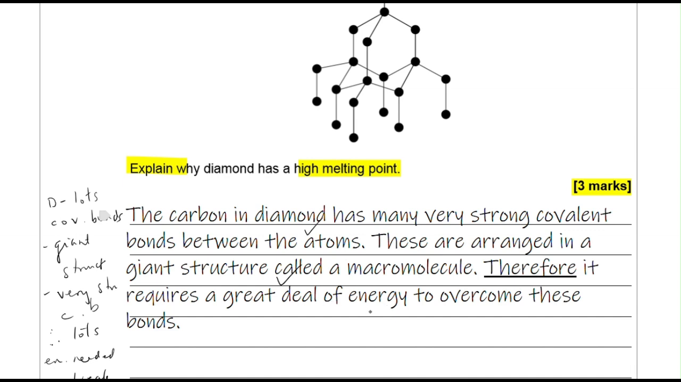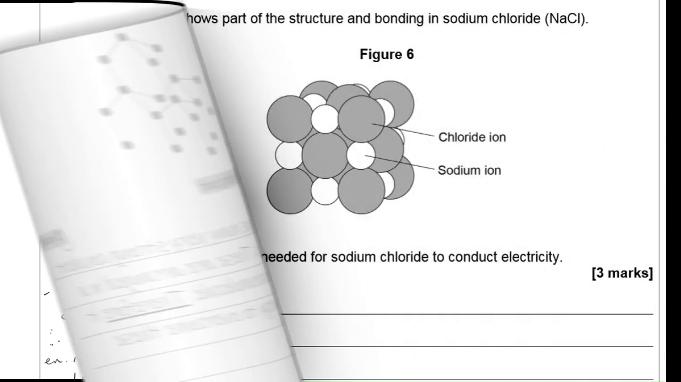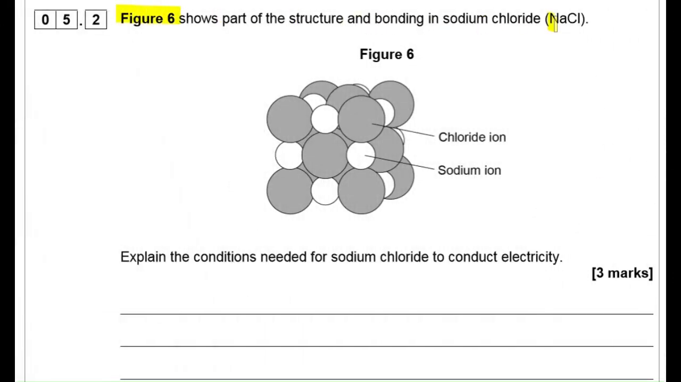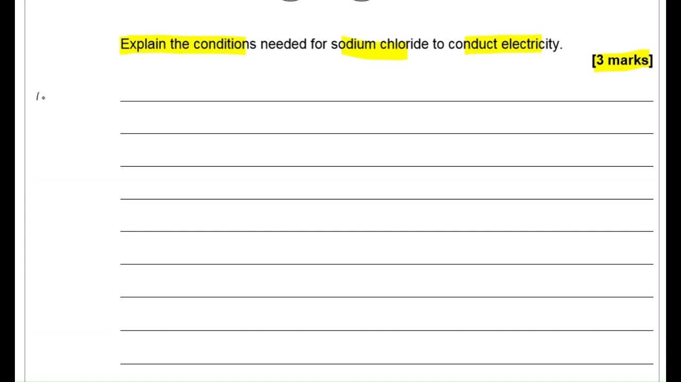5.2. Figure 6 shows part of the structure and bonding in sodium chloride, NaCl. And here's a model. And we've got the chloride ion, which is the large circle, and a sodium ion. Explain the conditions needed for sodium chloride to conduct electricity for 3 marks. So, ionic compounds can only conduct electricity when they are in solution with water or when they are molten. Why is this? Because the ions have to be free in order to move and carry the charge.